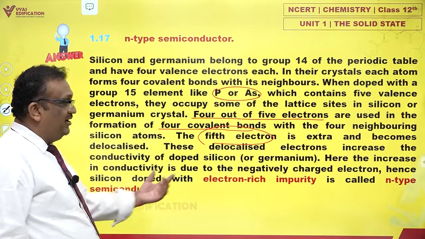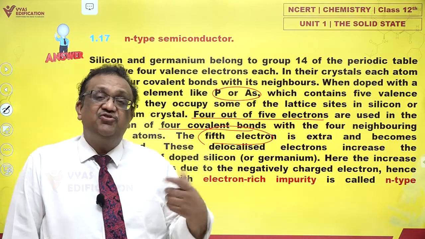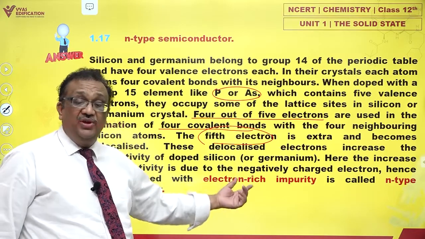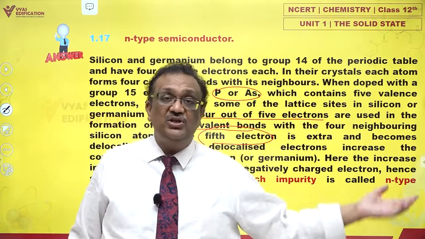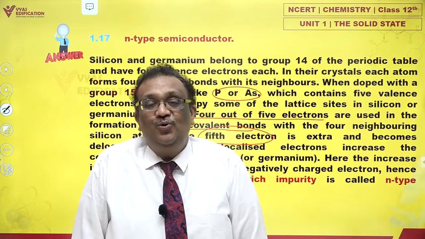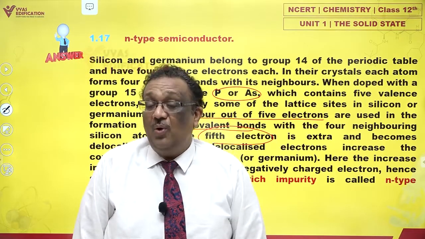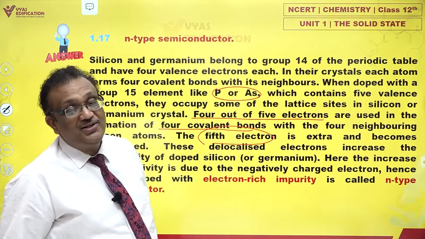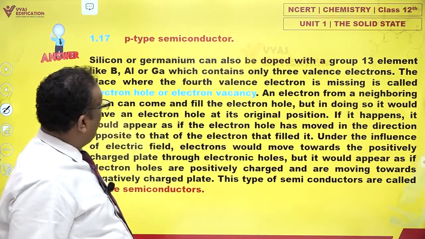N is negative. N comes from negative because you have an extra electron, so they are N-type semiconductors. They are electron rich, and because these extra electrons are drifting from one place to the other, you get conductance. This is one mechanism or method of conductance by a semiconductor. Is there another type? Yes.